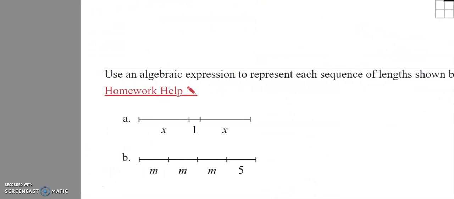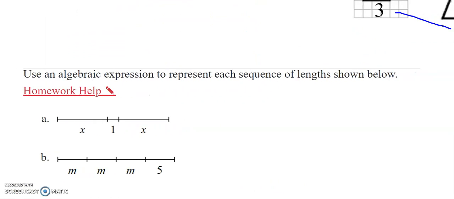These, we started to get into variables, right? What's a variable again? Yep, a letter to represent a number to be named later. So with these, they want us to create an algebraic expression, and remember, it's an expression, so it's not going to have an equals. We're not going to solve it. We just want to write with numbers and letters what this represents. So if we take a look here, we've got how many x's? 1, 2. So we would write this as 2x.